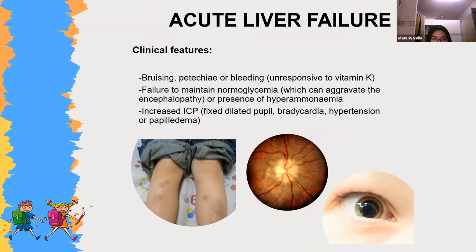Next, another clinical feature is failure to maintain normal glycemia. This is because, as we know, gluconeogenesis occurs in the liver. However, if the liver fails to do gluconeogenesis, it will lead to hypoglycemia.